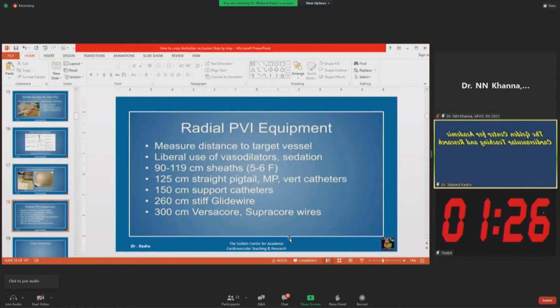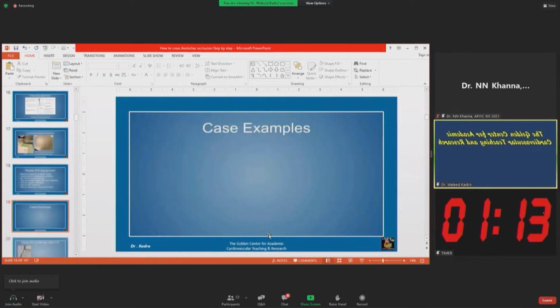As we said, try to measure the distance and try to remember those equipments, and depend on the 260 centimeter stiff glide wire and 300 centimeter super core wires. I'm going to give you some case examples, and we can do further discussion.